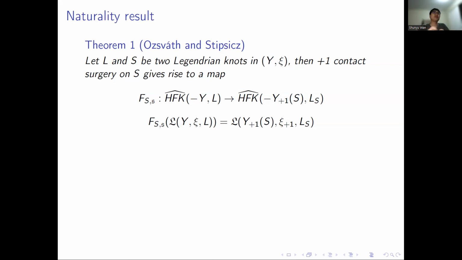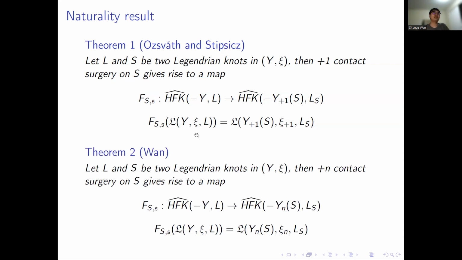Okay. So what I did is I just extended their result by changing the +1 contact surgery to +n contact surgery. And the same statement follows: the maps on the knot Floer homology induced by the cobordism map will map the LOSS invariant to the LOSS invariant. Okay.